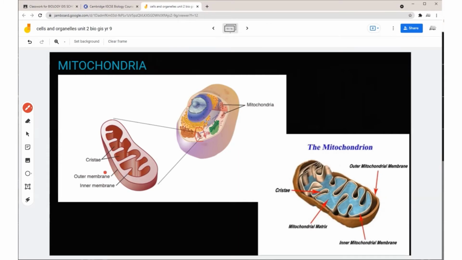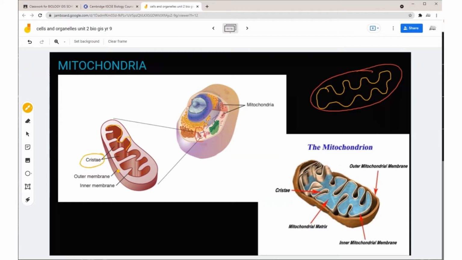First of all, let me complete the structure. Inner membrane and outer membrane. The outer membrane is very smooth, meaning it does not have any infoldings on it. But the inner membrane is complicated. It is twisted like this. It has infoldings. Can you see this one? Here, infolding. These infoldings have a special name, cristae.